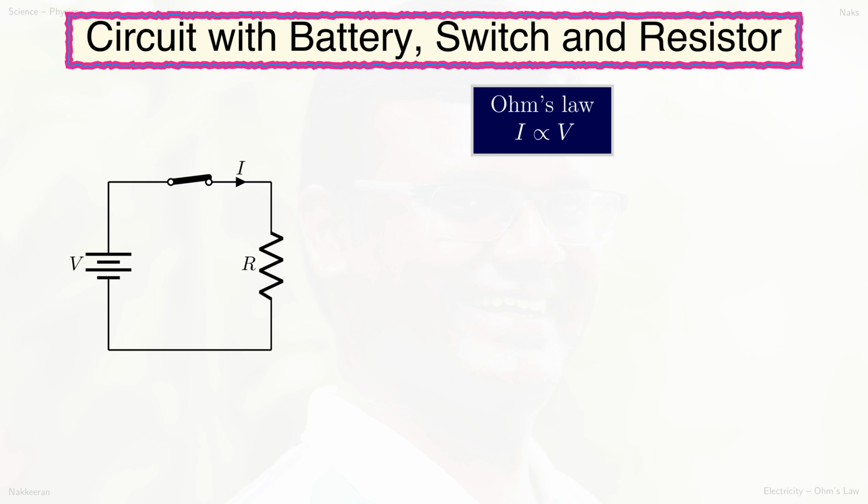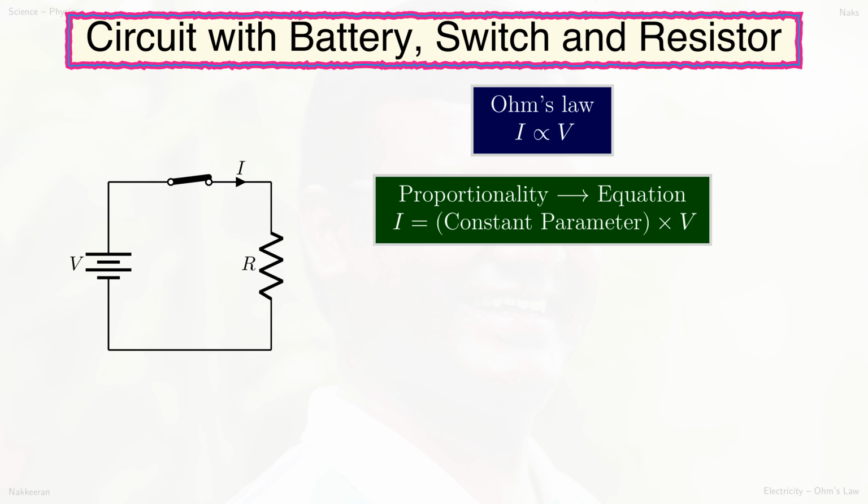Ohm's law states that the current I flowing in the circuit is directly proportional to the applied voltage V. This means when the voltage is increased, current will increase. When the voltage is decreased, current will decrease. Proportionality between the current and voltage can be made as an equation by the introduction of a constant parameter. From the circuit, we can understand that the constant parameter has to be related to the circuit resistance R.